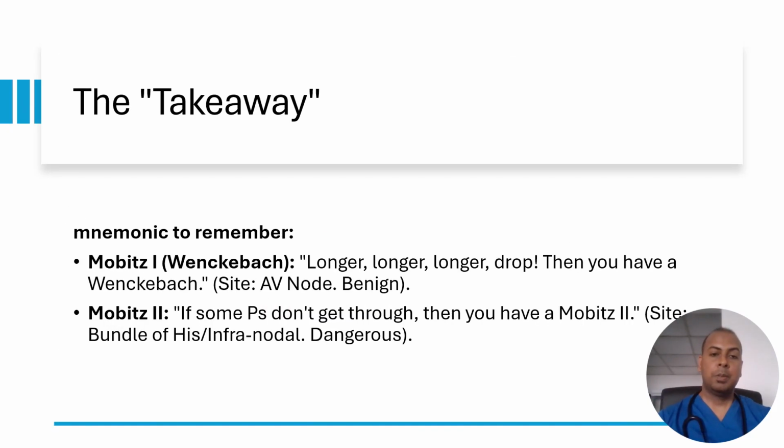So the takeaway from this clinical vignette, a very helpful mnemonic to remember. For Mobitz type 1 or Wenckebach, longer, longer, longer, drop, then you have a Wenckebach. Mobitz type 2, if some P's don't get through, then you have a Mobitz type 2. So hope you could use that to remember the differences between Mobitz type 1 and Mobitz type 2.